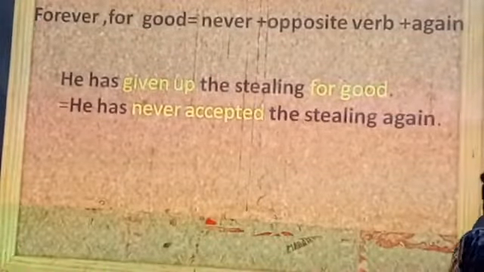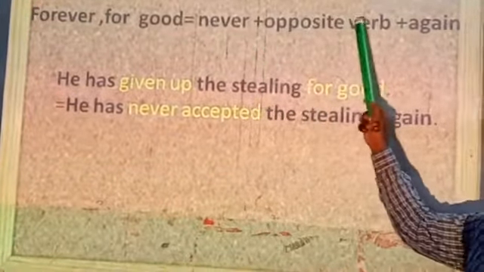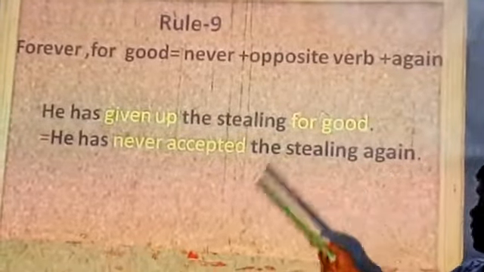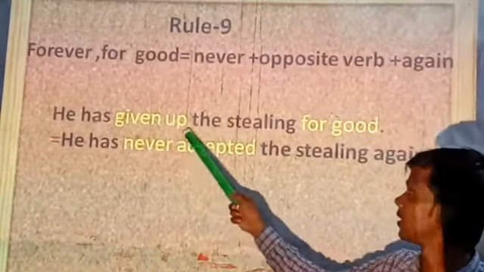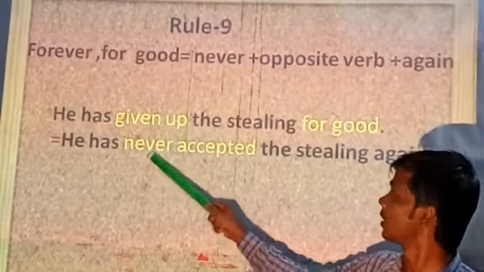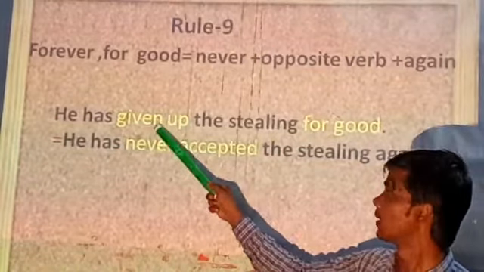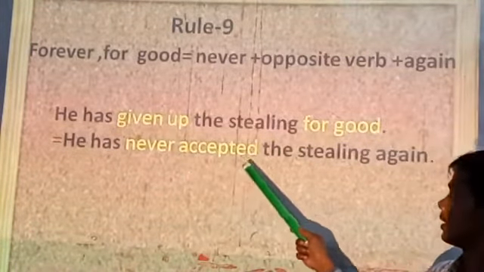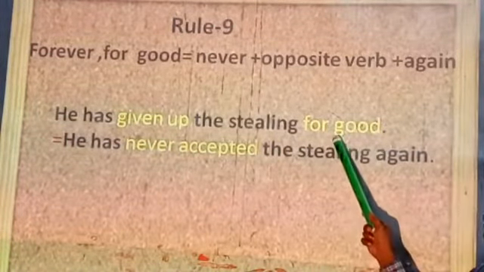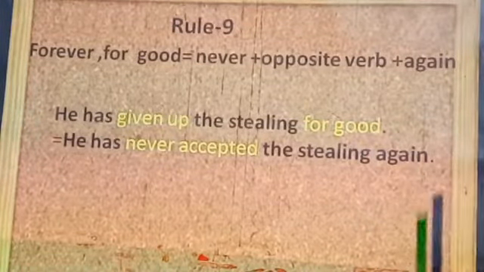Rule 9. Forever, for good is equal to never plus opposite verb plus again. So dear students, look at this. He has given up stealing for good. He has never accepted stealing, and in place of for good you will write again.